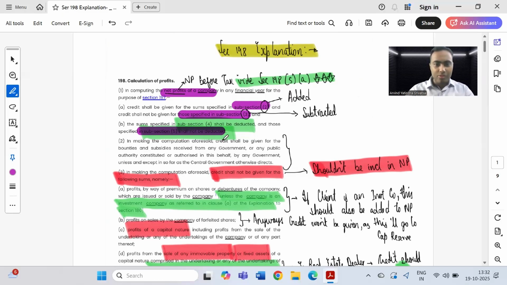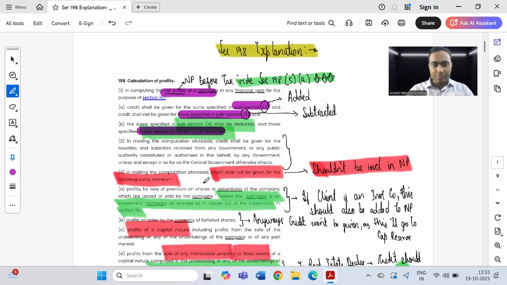In making the computation aforesaid, credit shall be given for the bounties and subsidies received from any government or any public authority. Okay, so basically what they're saying is, suppose if this item is already not taken as an income in your P&L, this has to be added to your net profit. Let's say there is 100 of credit that is given by the government. It is already taken as an income in your P&L. You don't need to add it again because it is already included in your net profit before tax, which is your starting point, because you have already taken it in your income. I hope this is very clear, guys.